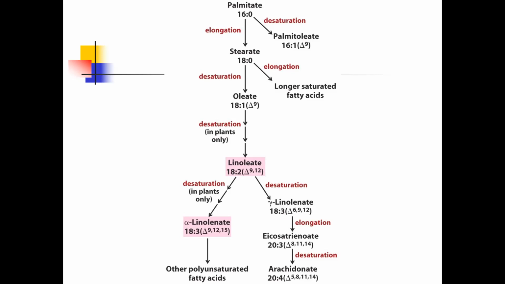You can then desaturate it to oleate. That's as much desaturation as the animal system can do. In plants, you can further desaturate that to make linoleate. And linoleate has a double bond at 9 and 12. You then put another one at 15, you have linolenate, alpha-linolenate. That's 9, 12, 15. Only plants can do that. These are 2 essential fatty acids in our diets.